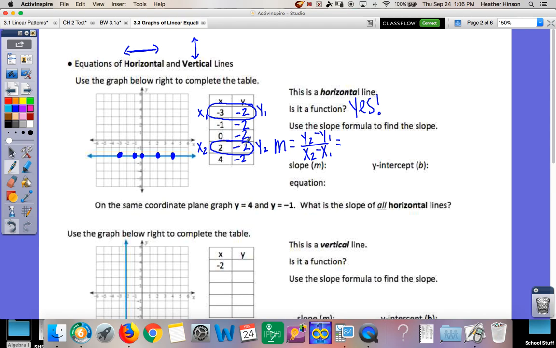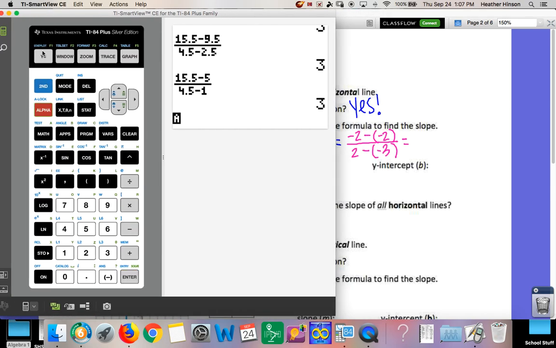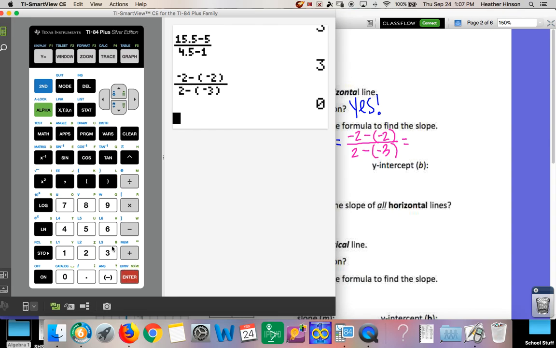So y2 is -2 minus y1 is -2. So make sure you get that minus and the negative. All over x2 is 2 minus x1 is -3. And we just plug it into our calculator. So alpha y equals, enter, -2 minus parentheses -2 and 2 minus parentheses -3. Hit enter, and our slope is 0.